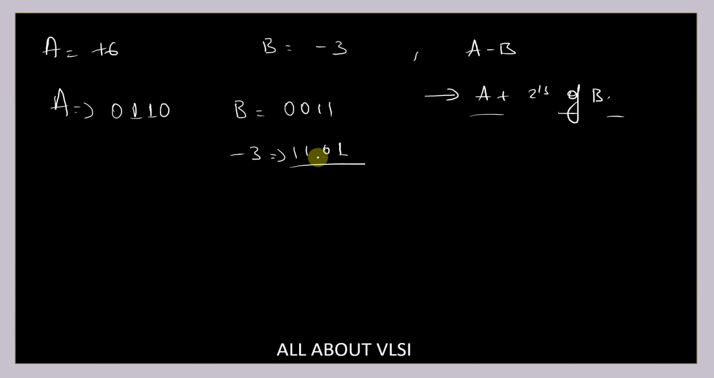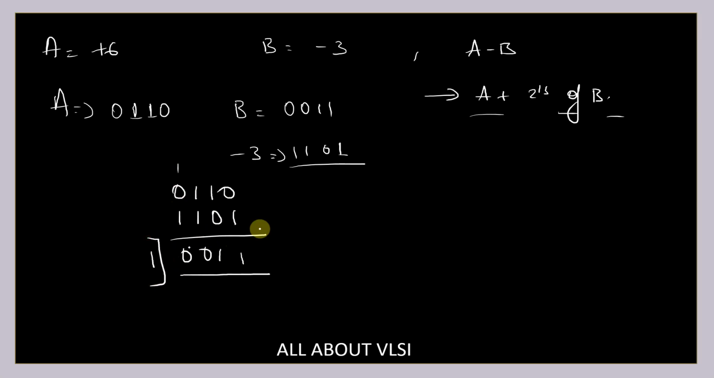1, 1, 0, 1. Okay, sorry, 1, 1, 0, 1. So which is nothing but 0, 1, 1, 0 and 1, 1, 0, 1. If I add it, I'm going to get an end around carry here also. Now, in the case of 2's complement format of addition, if I get an end around carry, I'm going to just discard it.